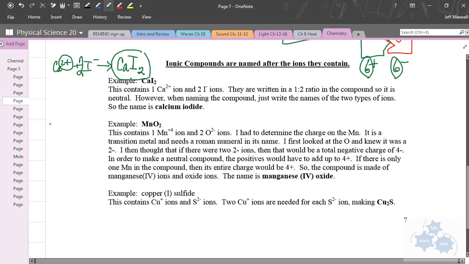The same with Mn. Mn is a 4 plus ion, and oxygen is a 2 minus. So these ones are pretty easy because you can just say, hey, I just need 2 of these, and I don't have to change the number of these. And so that's MnO2. Okay? Yeah, question?